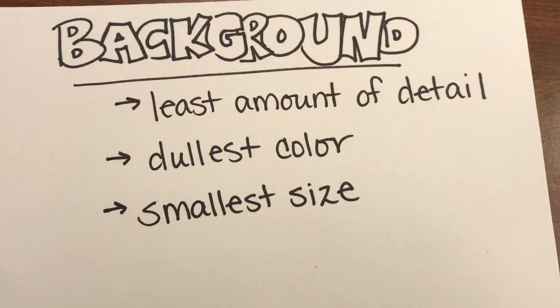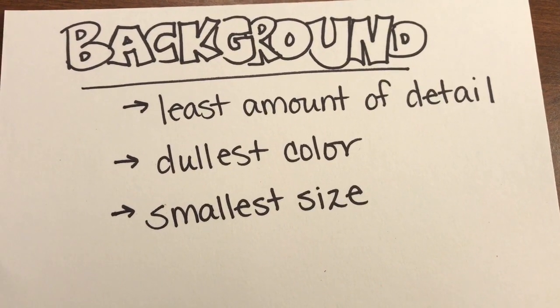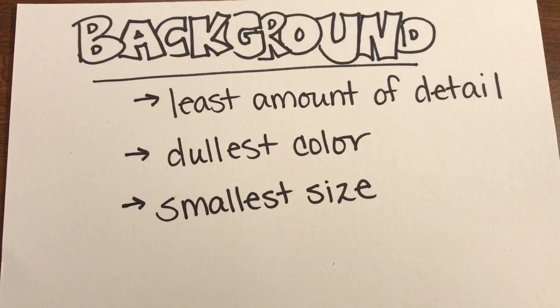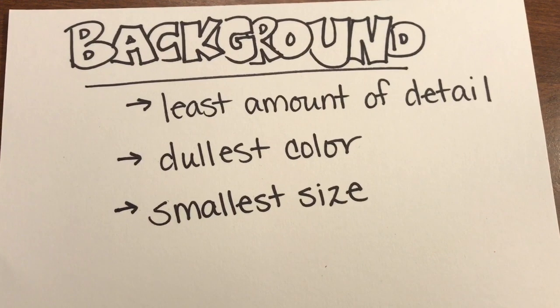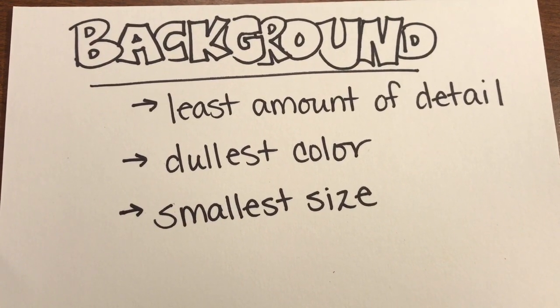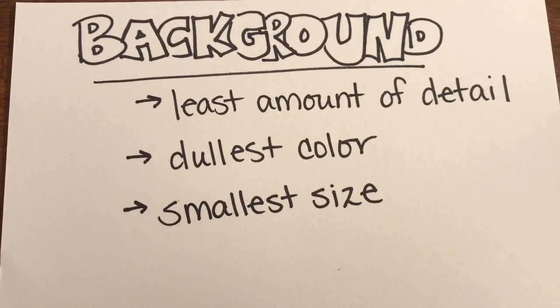When creating the background of your tunnel book, I want you to think about these three things: least amount of detail, dullest color, smallest size. When we're talking about backgrounds, it would be the thing furthest in the distance. So for mine, I wanted to also add a little bit of an element of interest, since the idea of a tunnel book is that you're looking through it.